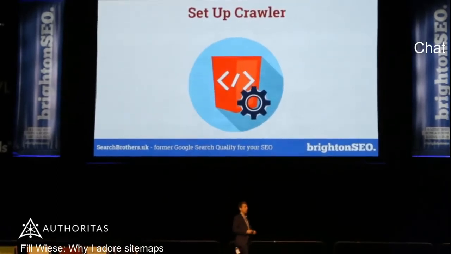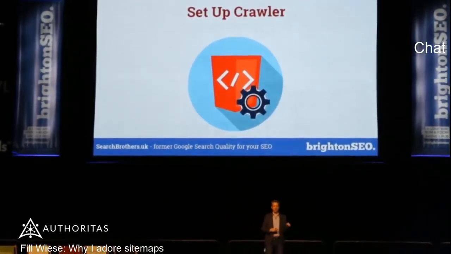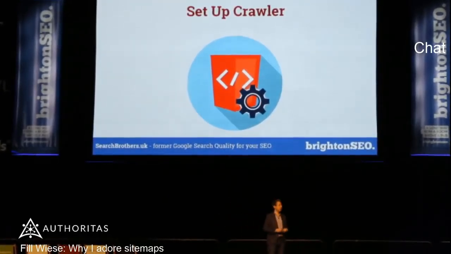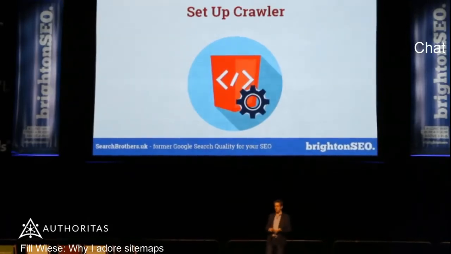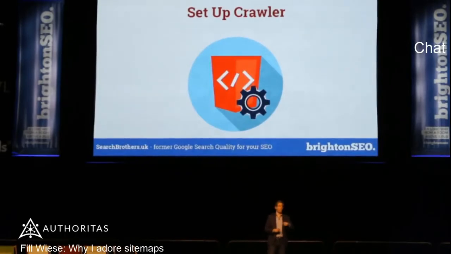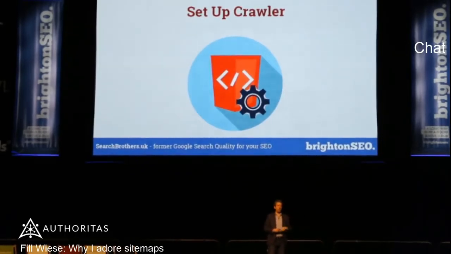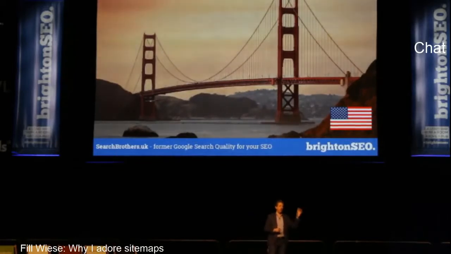We also set up a crawler with a cron job. In this case, we use Screaming Frog with command line. So we could basically do a cron job, and on a day-to-day basis, 2 times a day, 3 times a day, we could crawl the entire sitemap, which we did. And we did this all within the US, in a Google data center in the US.